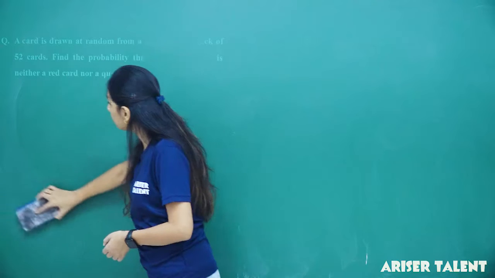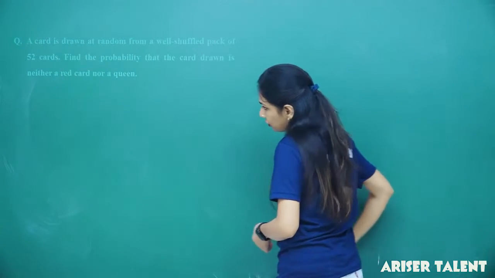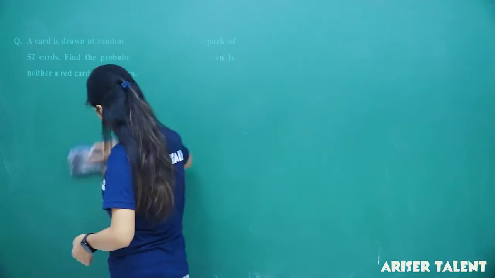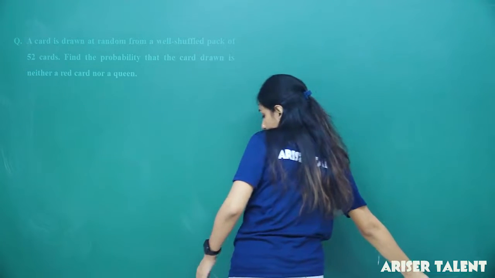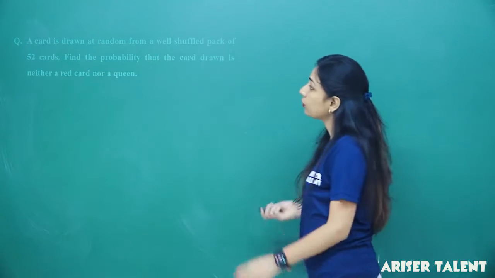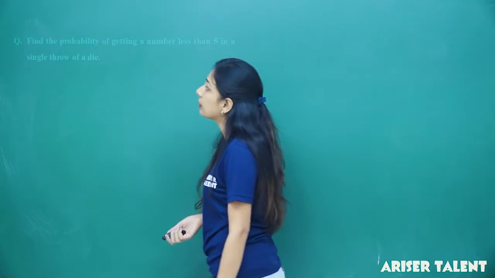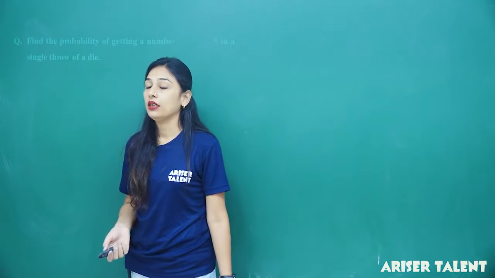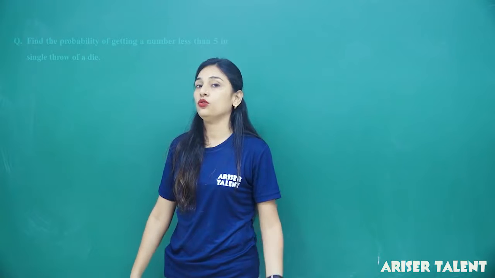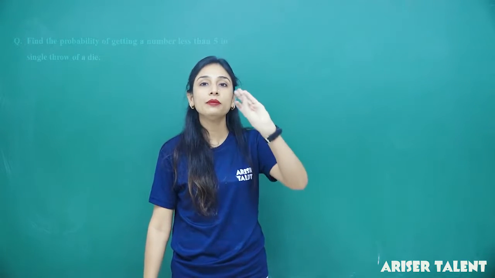So what is in the bucket? The next question is what? Let's find out. What you have to do: find the probability of getting a number less than 5 in a single throw of a die. If you are throwing a die, what are the possible outcomes? That can be 1, 2, 3, 4, 5 or 6. That means the total outcome is 6.